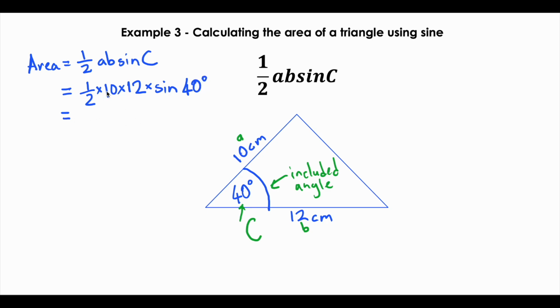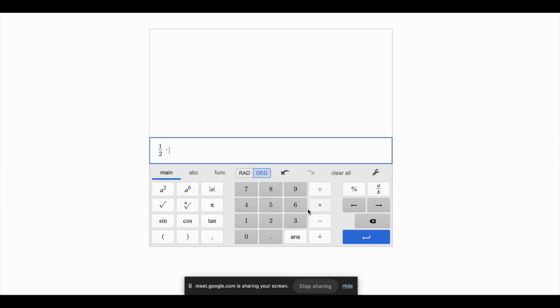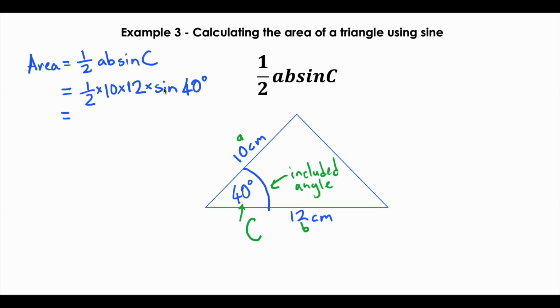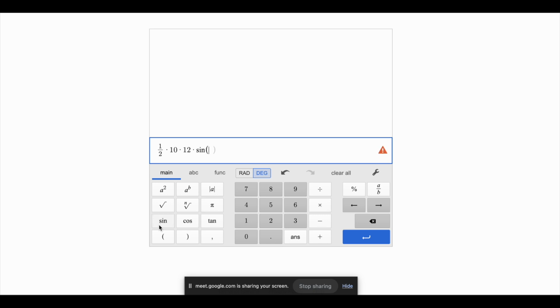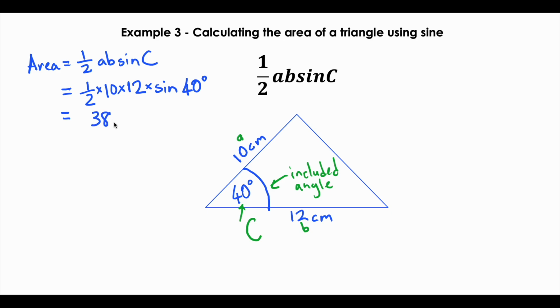Now we could work this out. So I could say half times 10 times 12. And the beauty about this is I could put sine 40 one time because I have to also multiply it by sine 40. So I could say times sine 40. Which gives me now 38.567, but because this 6 is more than 5, it has to go to 7. So I can say that the area is 38.57 centimeters squared.